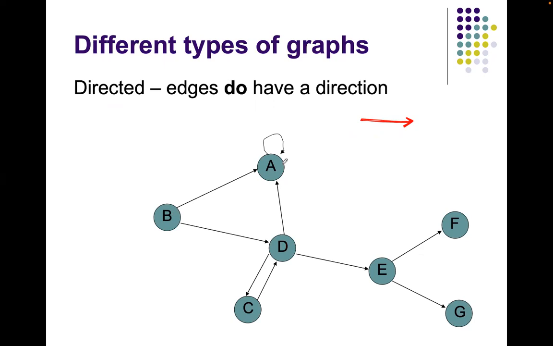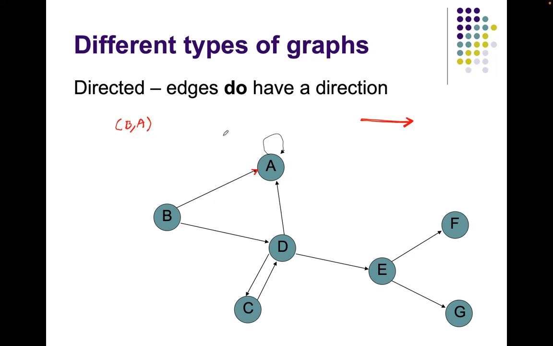So for example, in this graph, you can see that the edge looks like an arrow, which means B is connected with A, but A is not connected with B. All right. So here the connection is from B to A. So if we represent the edge, it looks like this: BA.